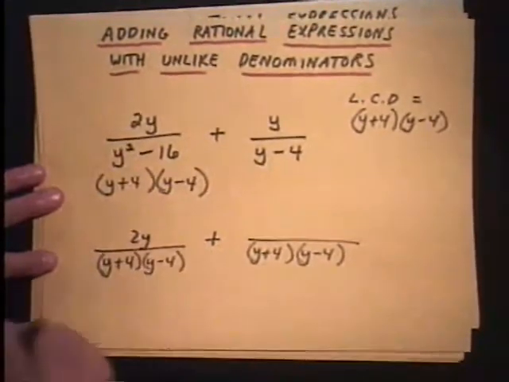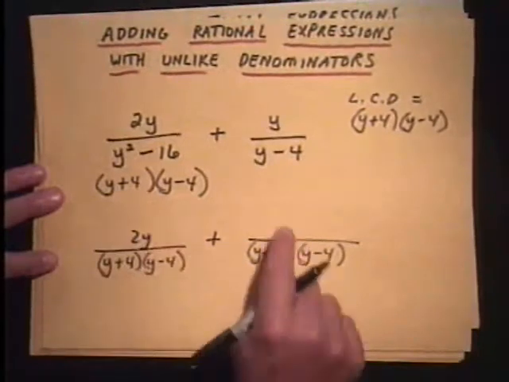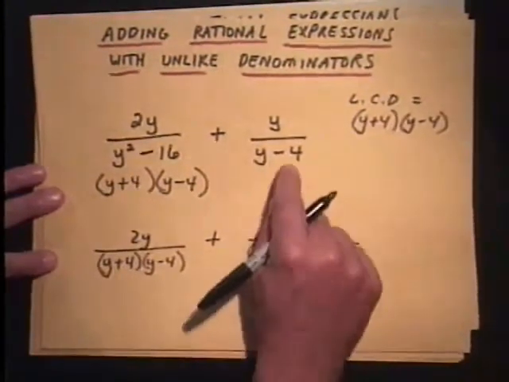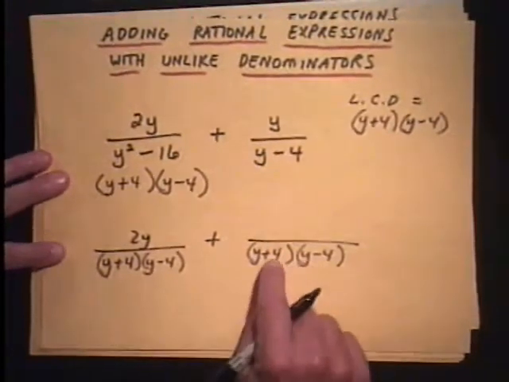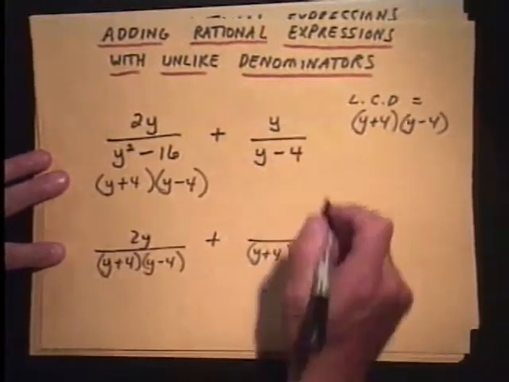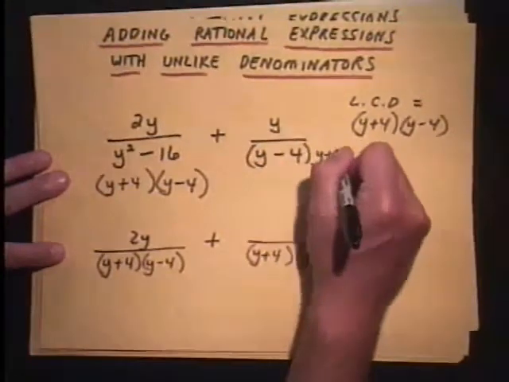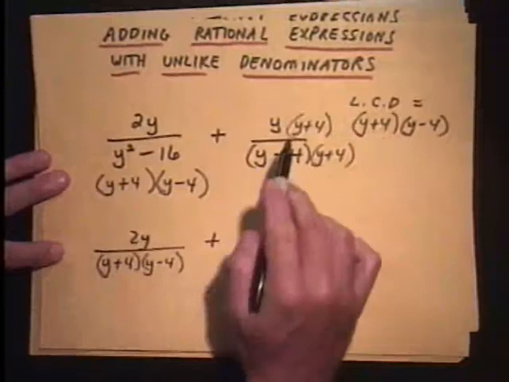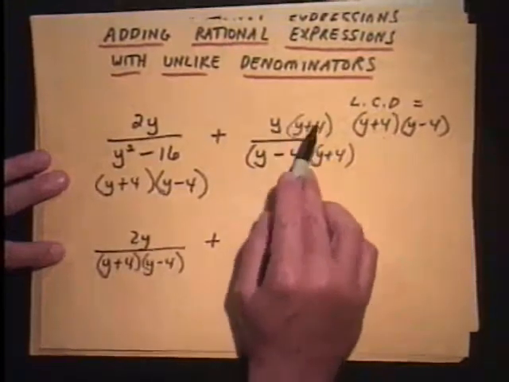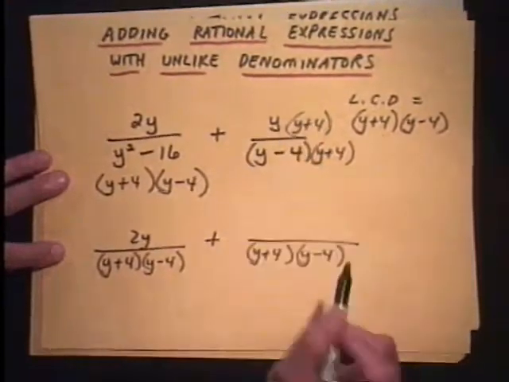I like that one again. Good fraction. All right, now this one, however, the y minus 4 needs what to become this common denominator? Well, it's missing the y plus 4. So that's what I'm going to go ahead and multiply both the top and bottom by. Now, how do I multiply these? The old distributive property is back.